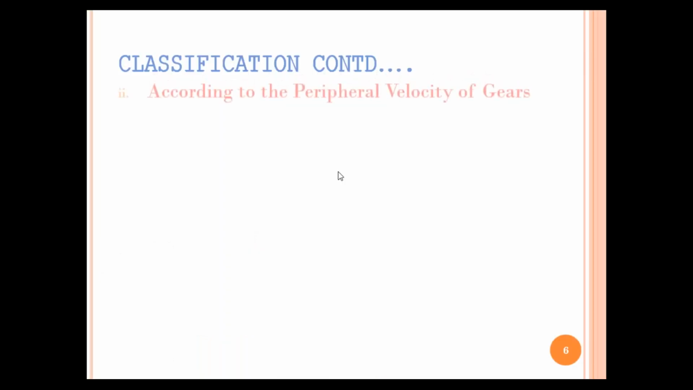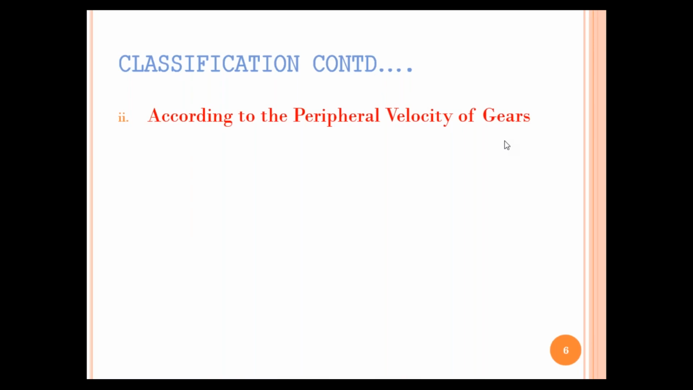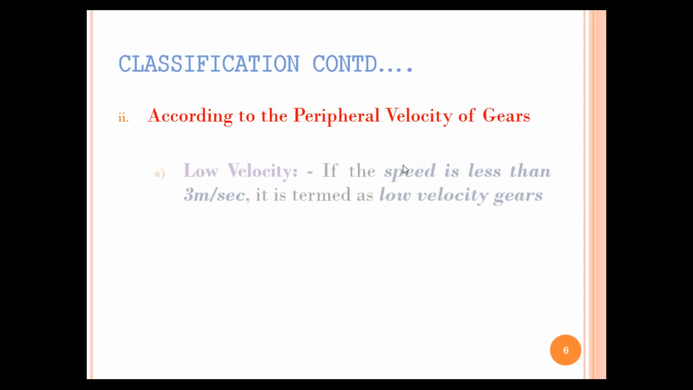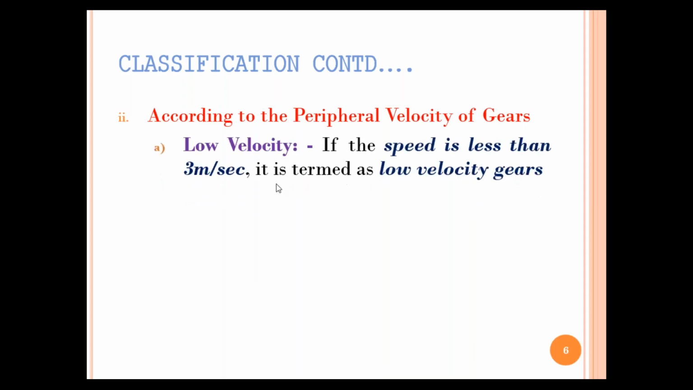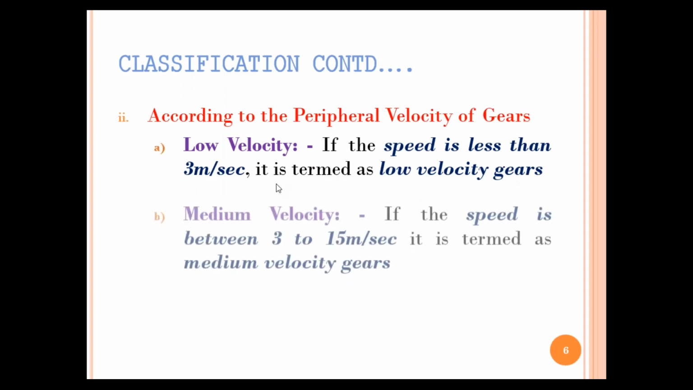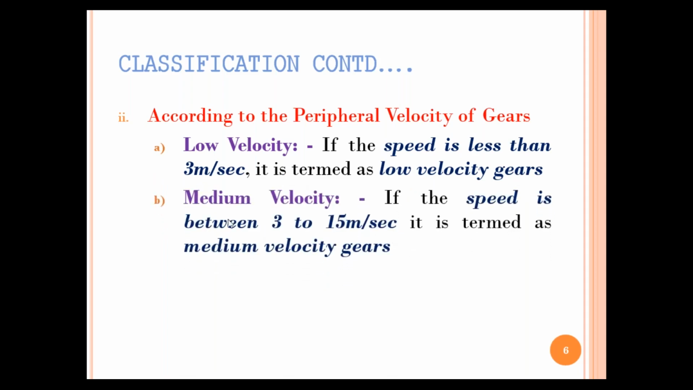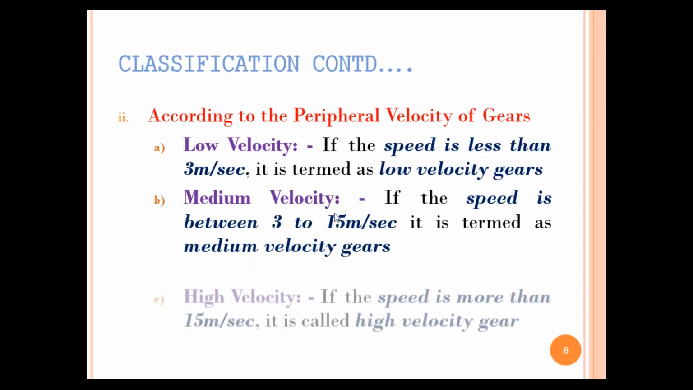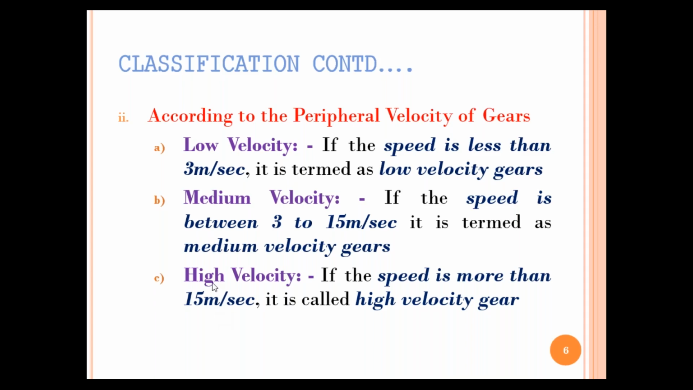Second type of classification according to the peripheral velocity of gears, that is how much velocity the gears are rotating. Based upon that one, low velocity, if the speed is less than 3 meters per second, it is called as low velocity. If the speed is between 3 to 15 meters per second, it is called as medium velocity gears. And the last one, if the speed is more than 15 meters per second, it is called as high velocity gears.